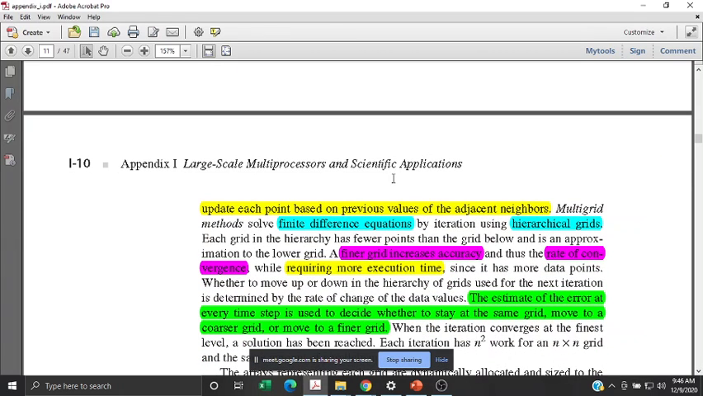Each update point is based on previous values and the adjacent neighbors. So finite difference equations and using hierarchical grids. That means top nodes will compute less, and the lower nodes will compute more. A finer grid increases accuracy and the rate of convergence, but requires more execution time. A coarser grid means a small number of processes, so a larger grid enhances the computation capability. The estimate of error at every step is used to decide whether to stay in the same grid or move on to the coarser grid.